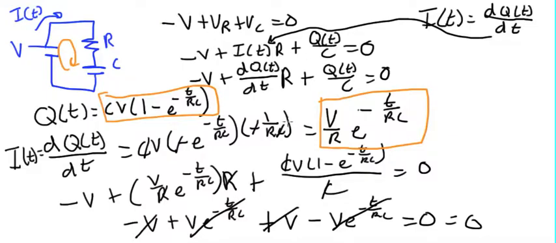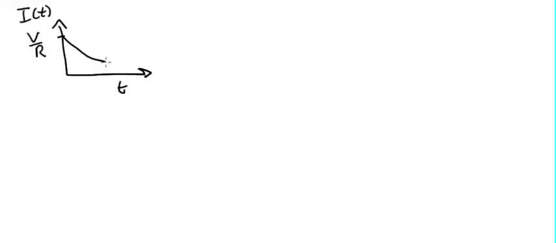So we can clear that out. We can go back to what the current as a function of time looks like. So t, I of t, and it starts off at V over R, and then it just decays exponentially.